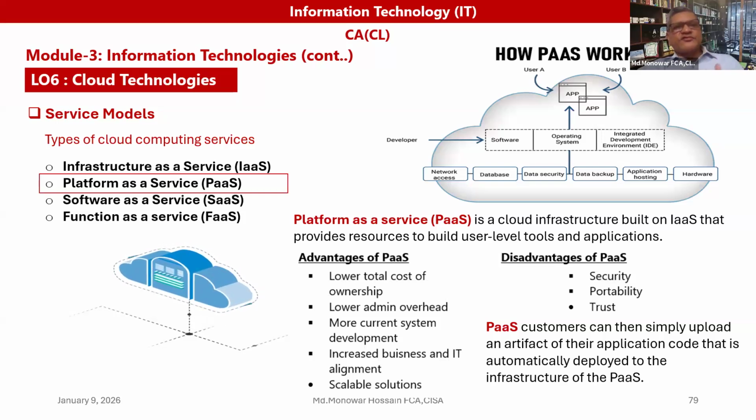Within the platform, there is infrastructure as a service also, with lower admin overhead, more current system development, and increased business and IT alignment. A scalable solution is possible. These are the advantages of platform as a service. But there are some disadvantages: it has security problems, portability and trust issues, and data can be misused by the organization.